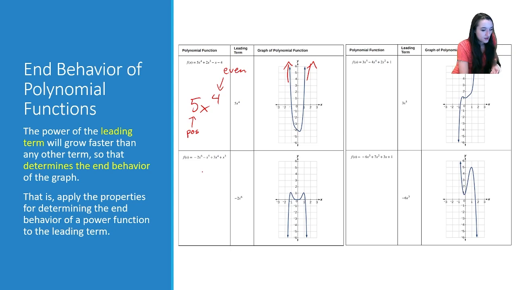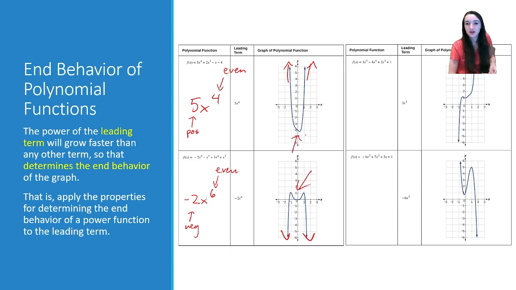Whereas next one, f of x equals negative 2x to the 6th with a whole bunch of other stuff. Our leading term is the negative 2x to the 6th part, though, because again, when we're determining end behavior, all I care about is that leading term. So now we've got negative, even, and so we can see that both sides are going down. So yes, some funky stuff happens in the middle. It's oddly shaped and all of that, and we'll figure out exactly how to tell what that shape in the middle is going to look like later. But really, all we need to be concerned with is the direction of the ends right now.